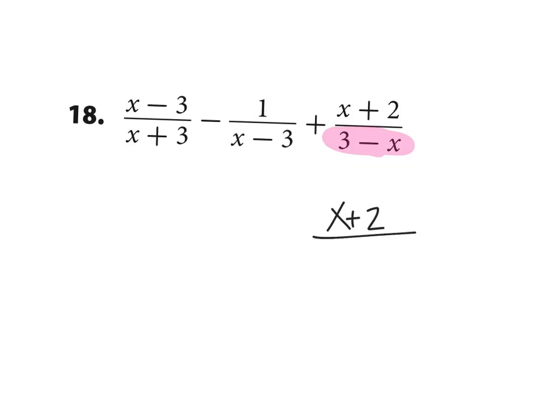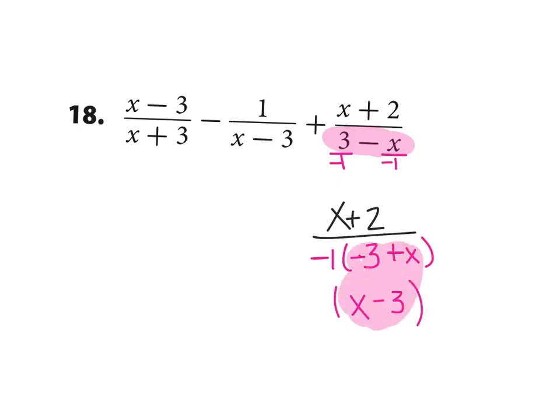I can factor out a -1. So if I factor a -1, that means I'm dividing both of these numbers by -1. And 3 divided by -1 is -3. And negative x divided by -1 is positive x. But I don't really like the way that's written. And what I need you to remember is that -3 plus x is the exact same thing as saying x minus 3. These two are actually equivalent.